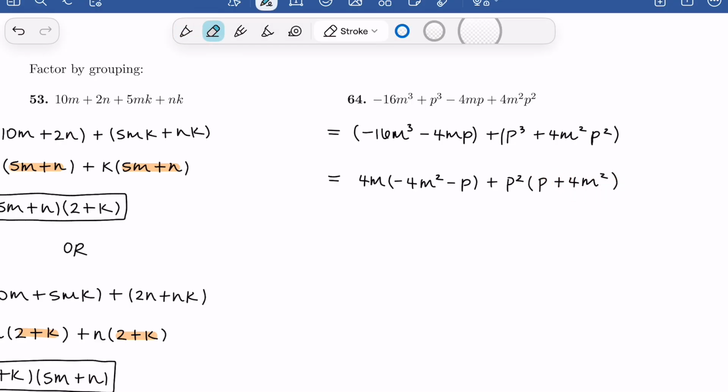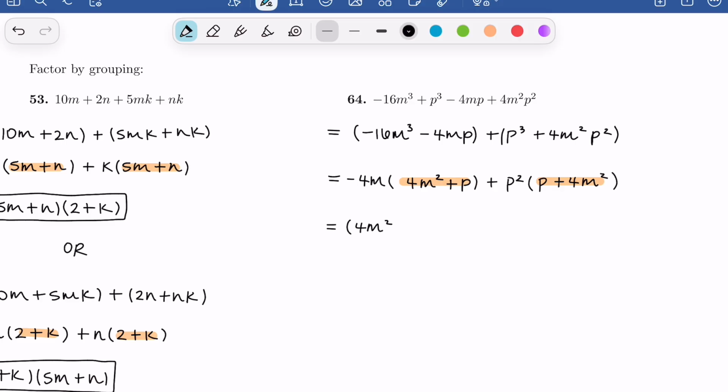Instead of just pulling out a 4m, I'm going to pull out a minus 4m. But we have to be careful with our signs. That's going to change all of these signs here. It's going to make the 4m squared positive, and it's going to make this p positive. Now, when we do that, notice we have a common factor of positive 4m squared plus p. So we can proceed with our last step here, where we're going to pull out that factor.